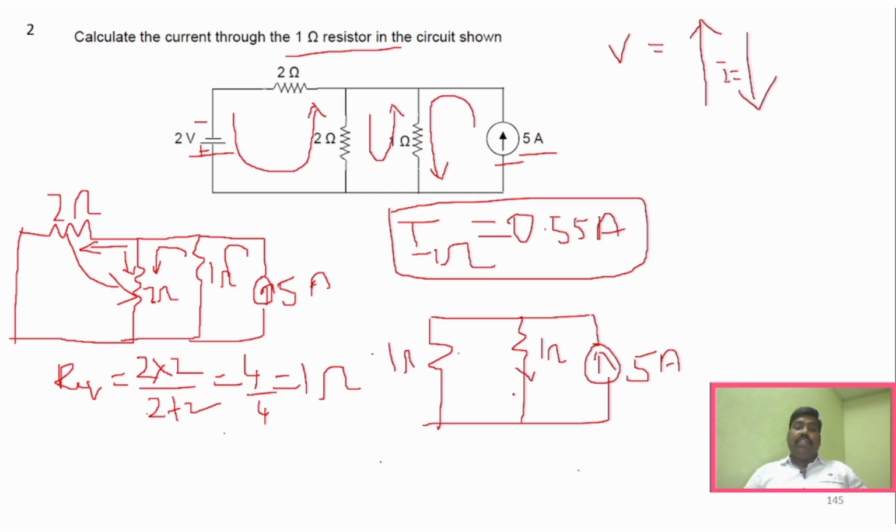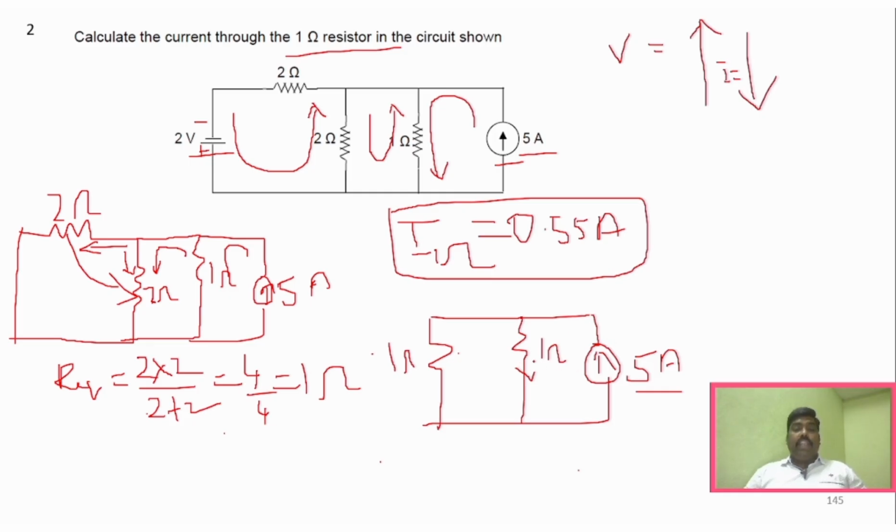So how will I find the current across this particular resistor? Here we don't need to find the overall current because it is already given. The overall current is 5 amps. With a voltage source, we converted into overall current and then used the current division rule. But here we are directly using a current source.